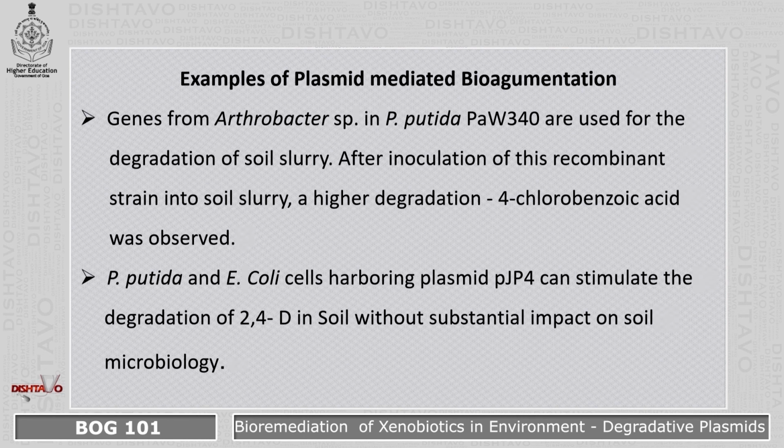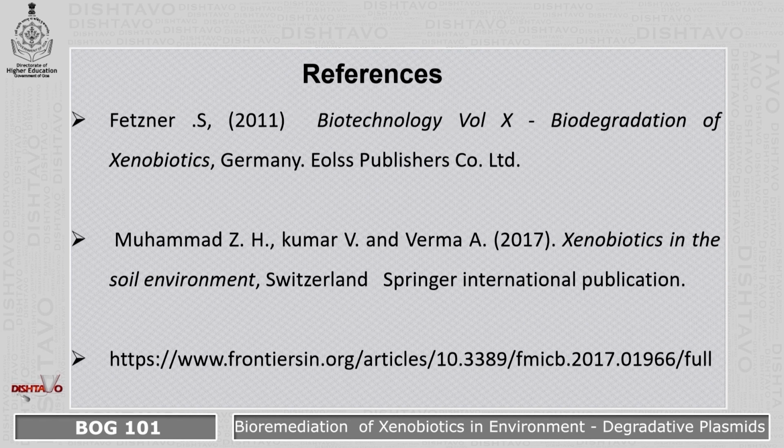Next example, Pseudomonas putida and E. coli cells harboring plasmid pJP4 can stimulate the degradation of 2,4-D in soil without substantial impact on the soil microbiology. Now, these are the references.